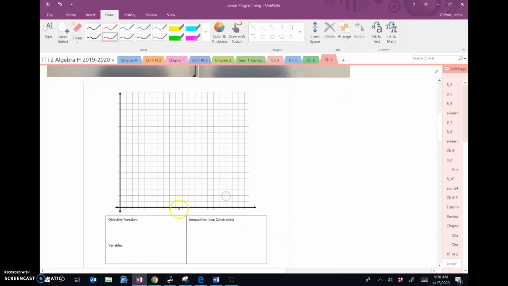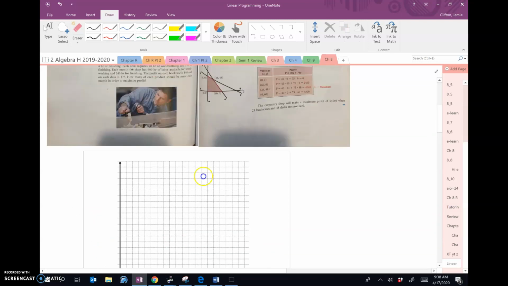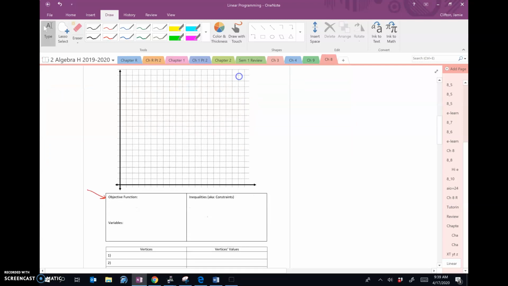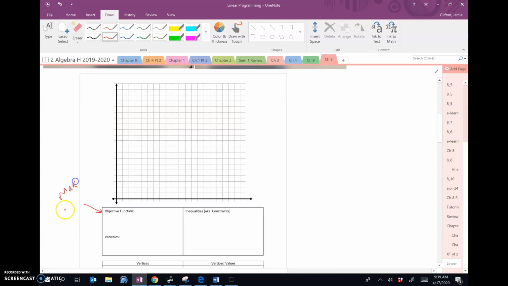Okay, so the first thing you look for is the objective function. The objective function represents whatever the overall objective of your business is. You can usually find that in the last sentence, where it says the question. So what do they want to do? What's their main goal? They want to maximize profit. Okay, so we're going to try to find the maximum profit. I'll keep that in mind.